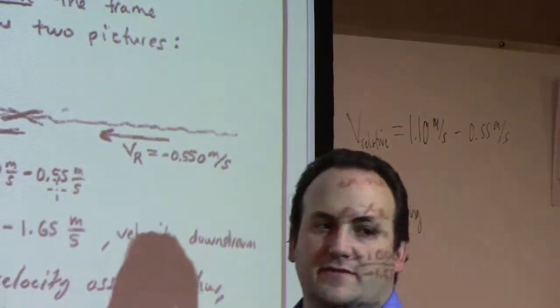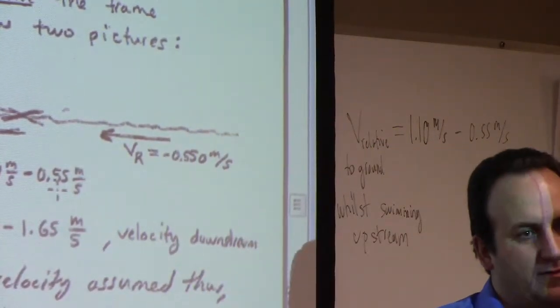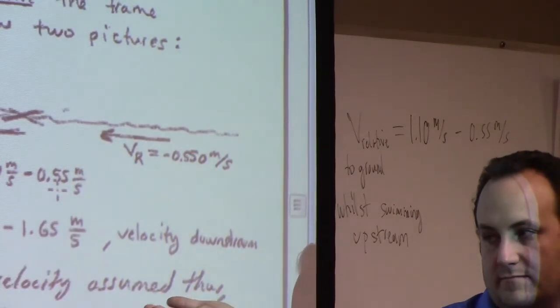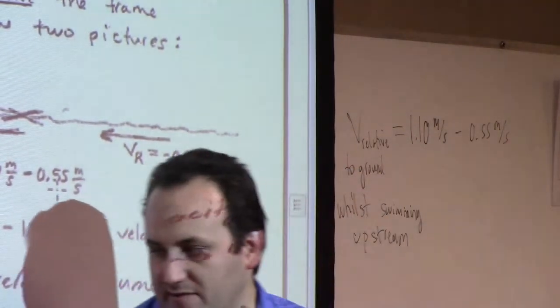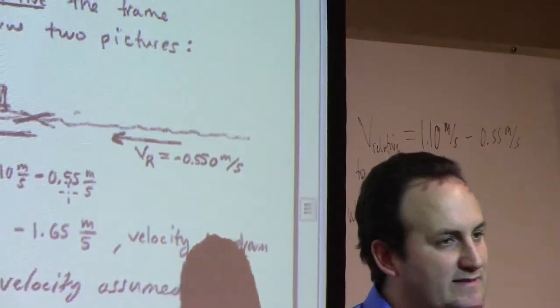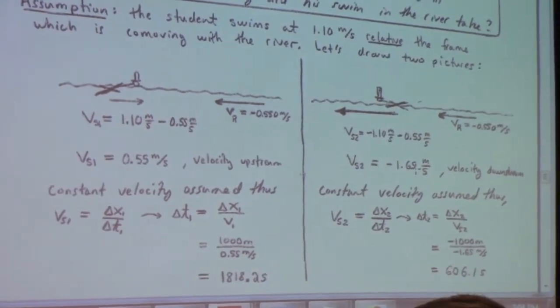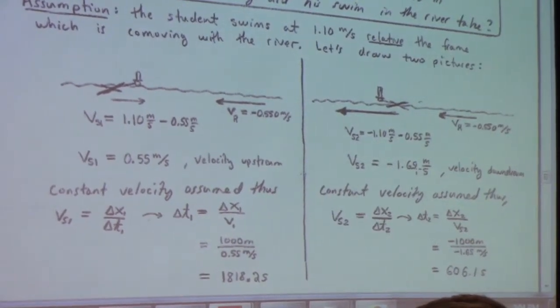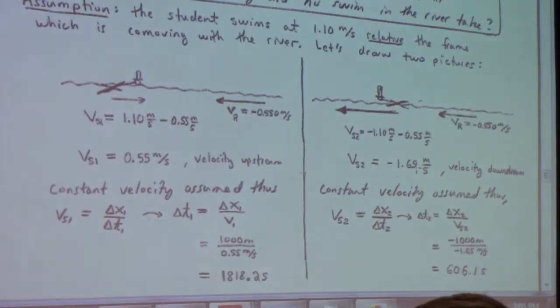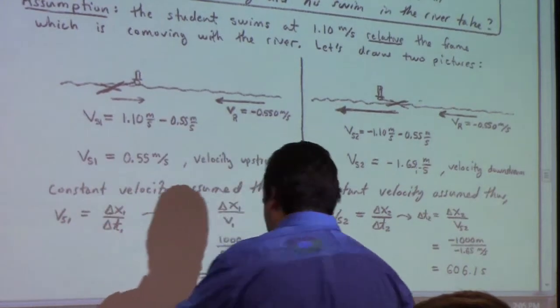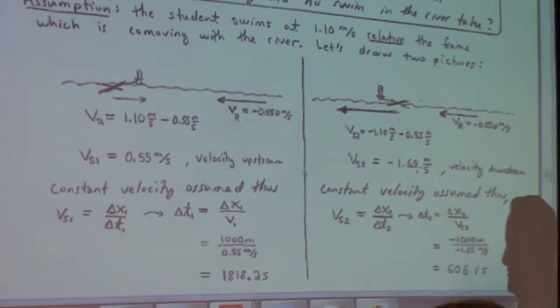So if he's going to swim a kilometer at that speed, then you take 1,000 meters divided by 0.55, and that tells you how much time it takes him to swim upstream a kilometer, right? Which is, as it happens, 1,818.2 seconds. That's a long time. It is a pretty long time. What is that? 30 minutes? 30.